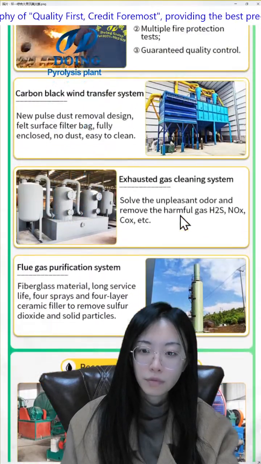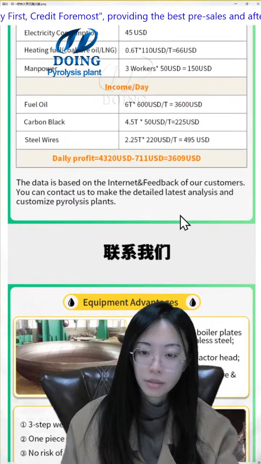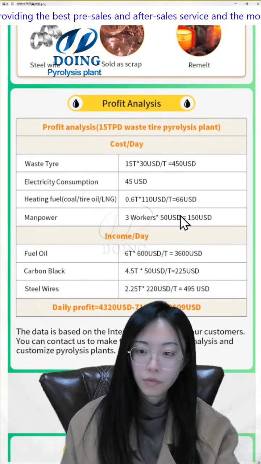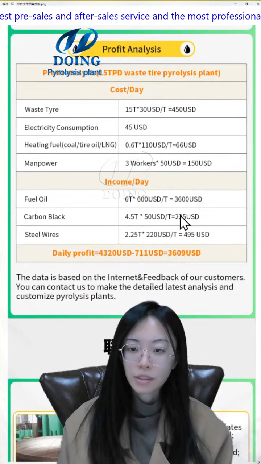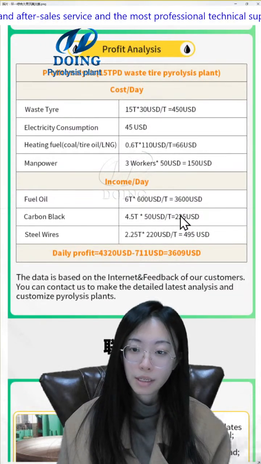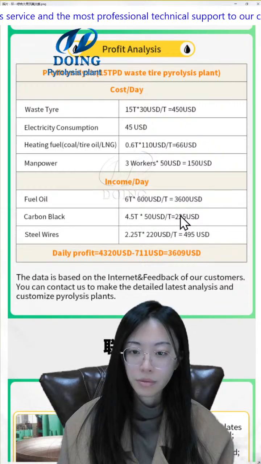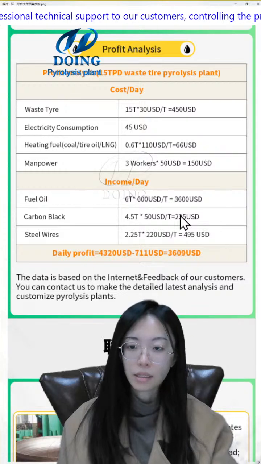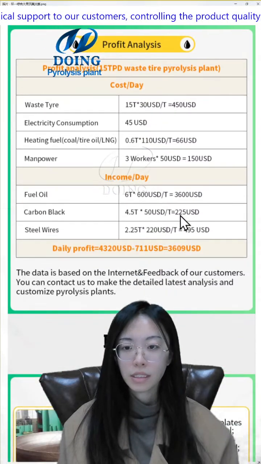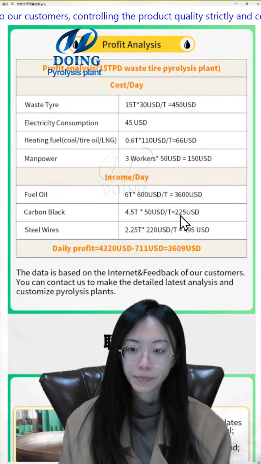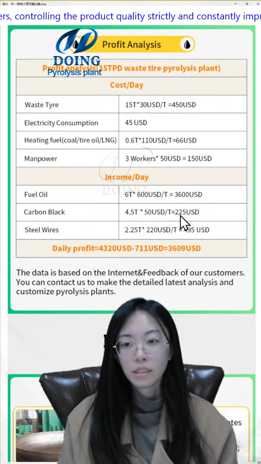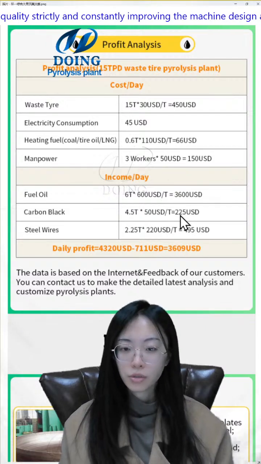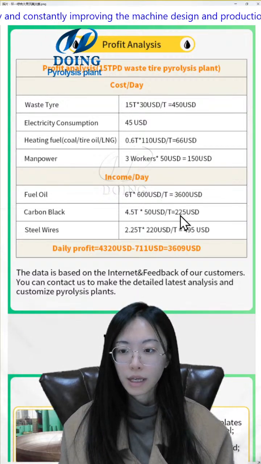Well, if you have any questions about this, you can contact us. And here is the profit analysis of our business, just for reference, because the market is different. We will sell at different prices in different countries, and manpower and electricity are also different. So this is the information about our business. If you want to get more information, you can contact us.